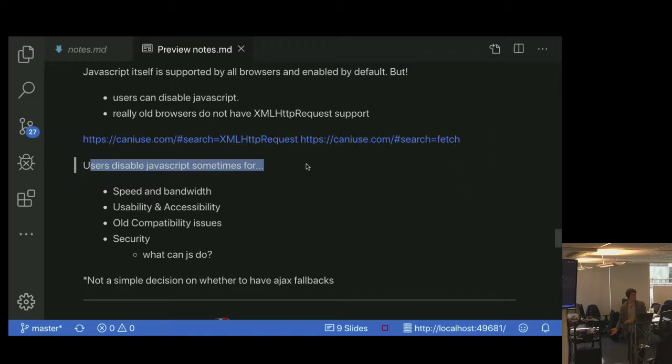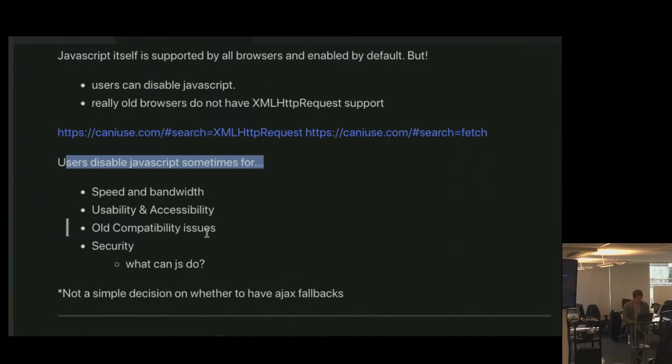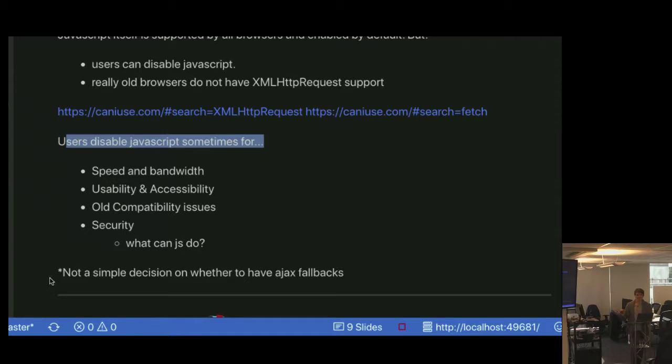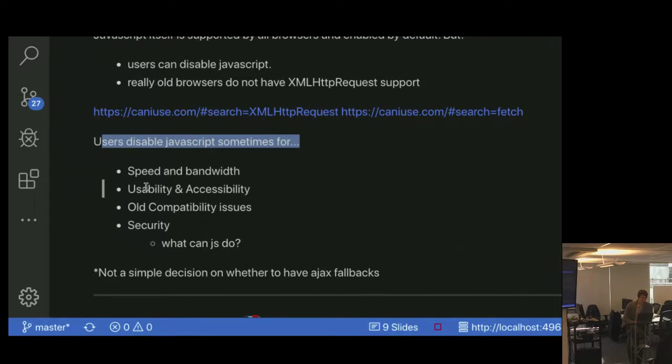But even if it's supported, users can disable it. And there are maybe some arguments for disabling JavaScript. If you have very poor bandwidth, and that can happen in a lot of parts of the world, disabling JavaScript can greatly increase your speed and decrease the bandwidth that you are using on your network. It can help with usability and accessibility. That's what we talked about with things like screen readers. If you disable JavaScript, your screen readers will have an easier time. And lastly, sometimes people disable JavaScript for security reasons.